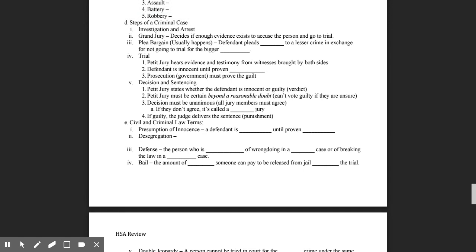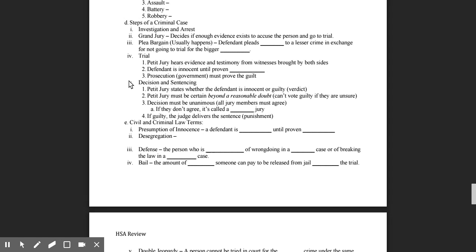Trial. The petty jury hears evidence and testimony from witnesses brought by both sides. The defendant is innocent until proven guilty, which means the prosecution or the government must prove that that person is guilty.